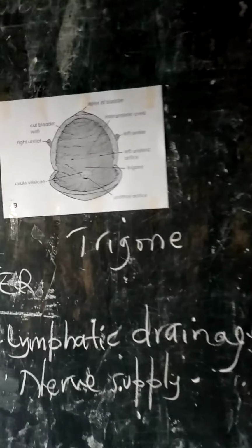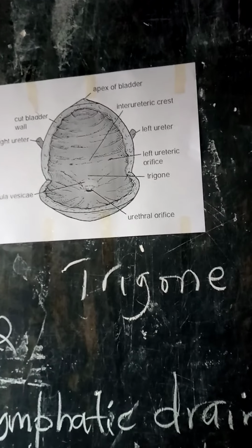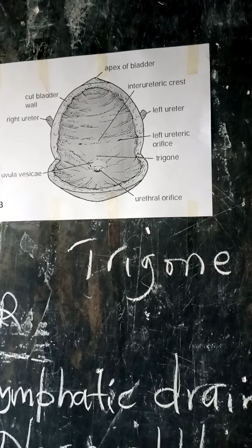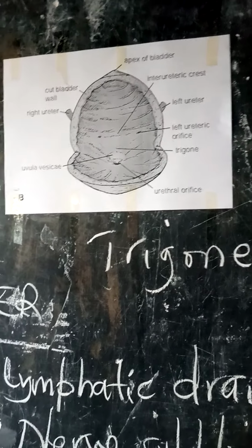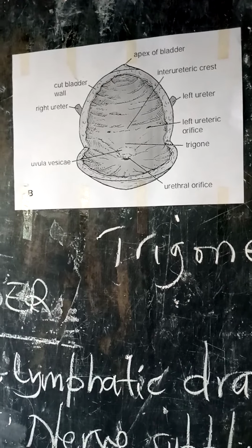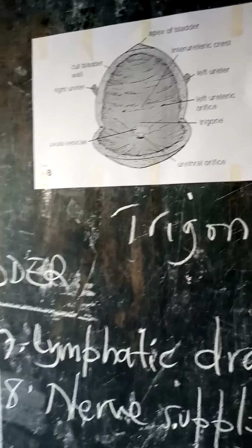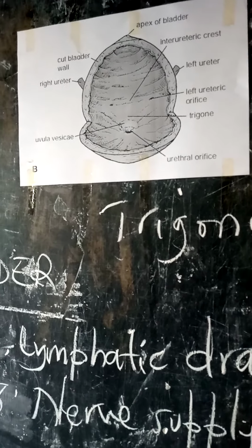The other thing I can talk about on the trigone of the bladder is that we see the internal urethral meatus. This internal urethral meatus comes from the apex of the trigone, and it is surrounded by the sphincter vesicae. So that is it about the inside of the urinary bladder.